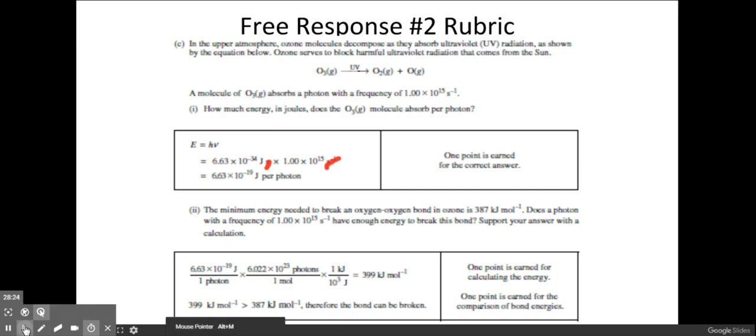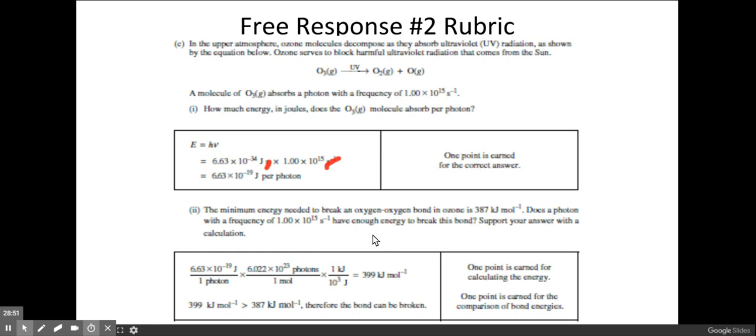But again, notice the way this question's worded. How much energy in joules does this molecule absorb per photon? That's going to be important in the second part. Even though we only have joules left over from the units canceling, this is joules for 1 photon. 1 point is earned for the correct answer. Now, if you just put joules, that would be the correct answer. The per photon becomes important for the second question.